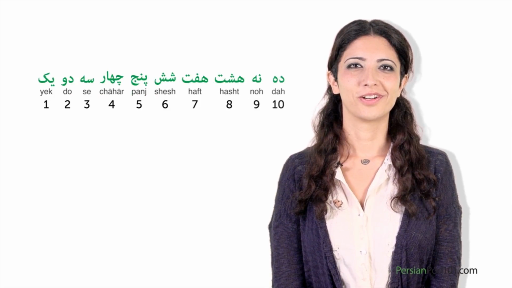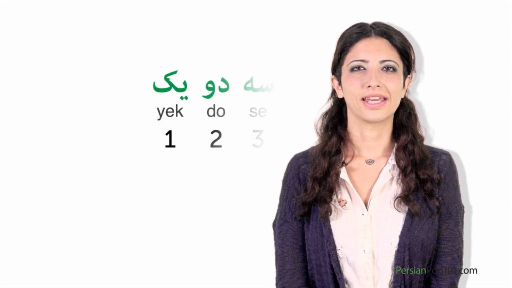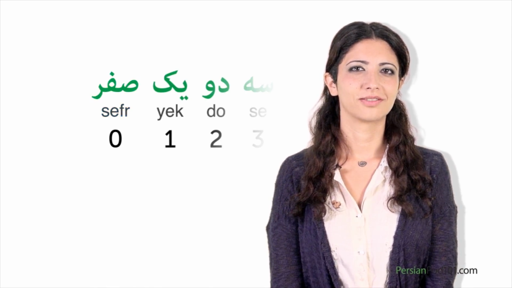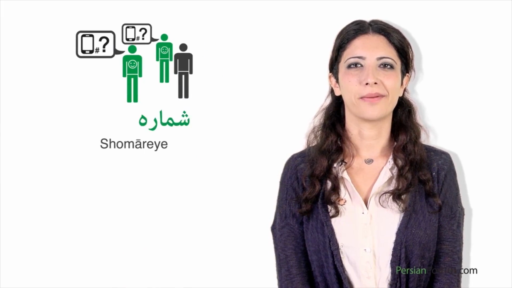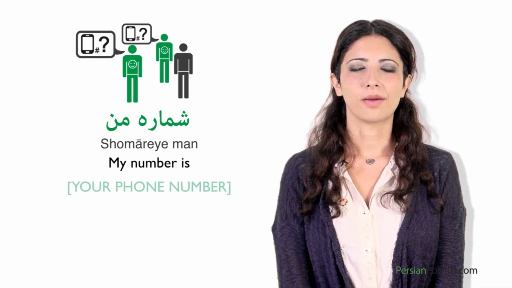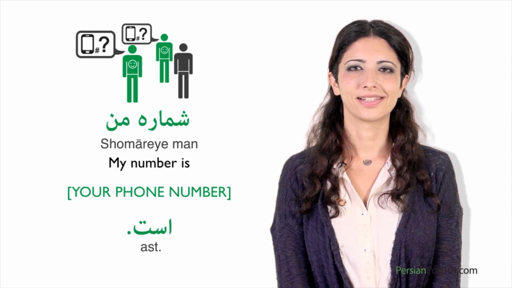Great job! What is before yek? Do you know? It's sefr. Sefr. You don't have any more excuses. You can give your friends your cell phone number in Persian. Let's try it together. We'll use the phrase shomare-ye man, which means my number is. You say the numbers after that and then finish by saying ast.